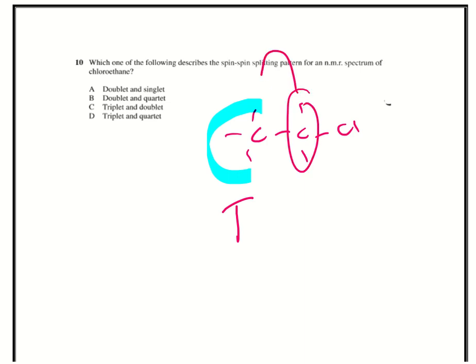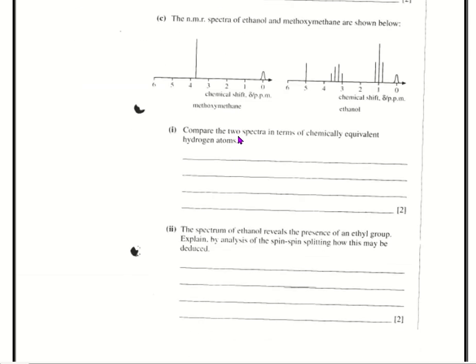And we have our CH2, which is adjacent to a CH3, so that's going to split to a quartet. So the answer must be triplet quartet, D. Okay, compare the two spectra for chemically equivalent hydrogens. We have ethanol here and methoxymethane. Now methoxymethane is no longer on the spec, so we'll give you the structure of that.